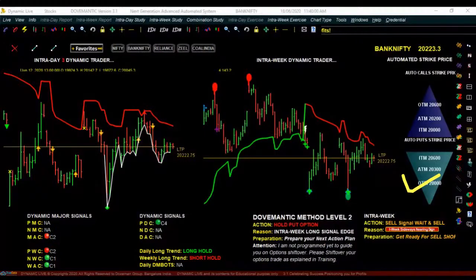In 30 seconds, you make a phone call, you tell them Bank Nifty buy put option now 20,000 strike price. So they will simply place the order and tell you at what price it has been bought. After that, just cut the call.